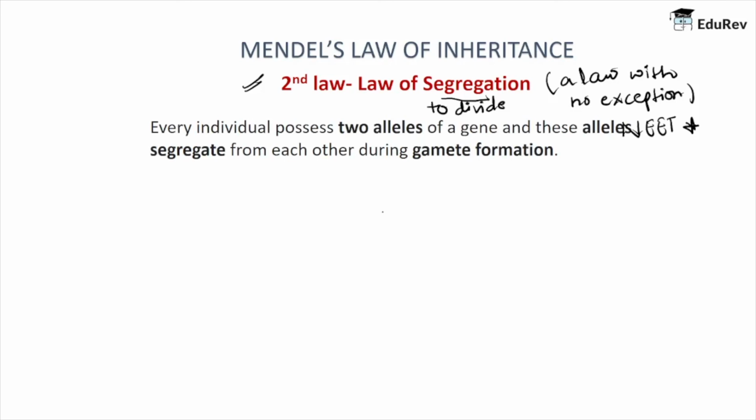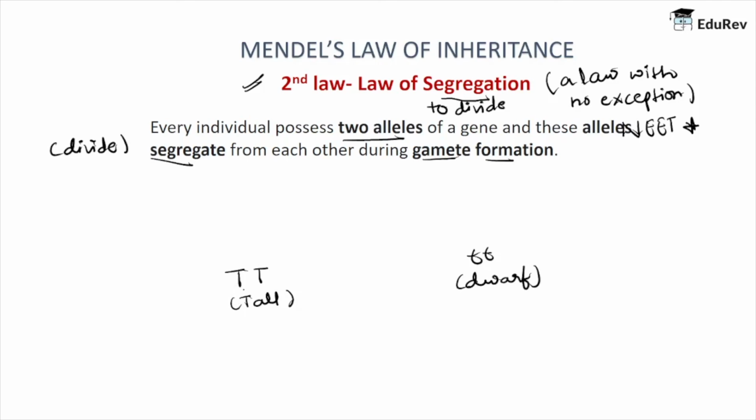Every individual possesses two alleles of a gene. We know this, that two alleles are possessed in a gene. And these alleles segregate. Segregate means what? Divide. They segregate from each other during gamete formation. I hope you all know what gamete formation is. So let's see. Capital T, for example, is the tall plant, and small t is the dwarf plant. And we write capital T and small t because the two alleles occur in pairs.